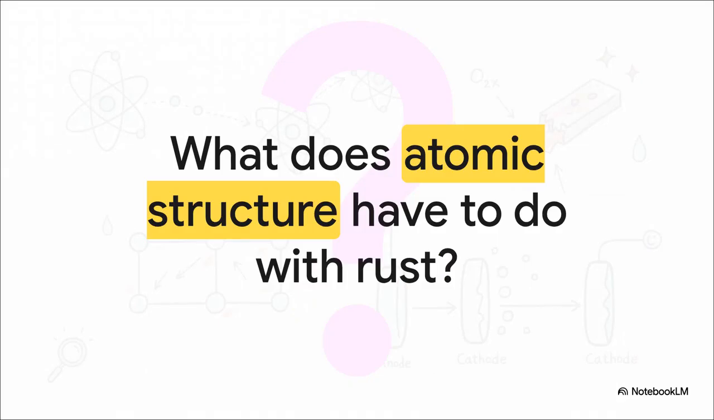You know, when we normally think about rust, we just picture aging metal, right? Like an old car, a weathering bridge, or maybe a forgotten wrench left out in the rain. But what if I told you that corrosion is actually an invisible quantum battle happening right in front of our eyes? To really grasp what's happening to that piece of iron, we can't just look at the surface. We have to zoom all the way in and look at the atomic structure.